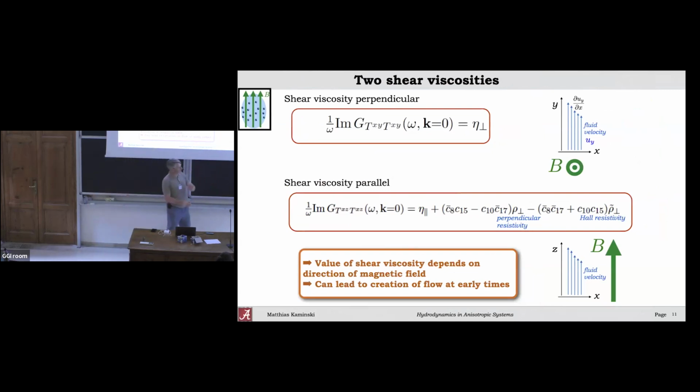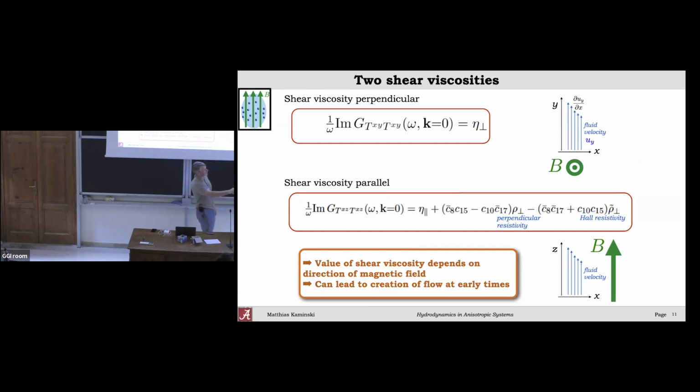So first, the more boring thing because you guys already know, I told you, there's a shear viscosity in the perpendicular direction, perpendicular to the magnetic field. So you might have a shear flow in the XY plane, and the magnetic field pointing towards us in the Z direction. And then you have this standard formula of Txy, Txy. And you take its imaginary part, divide by omega, take the limit omega going to 0. That's what the shear viscosity in that transverse direction is. This is the usual formula.